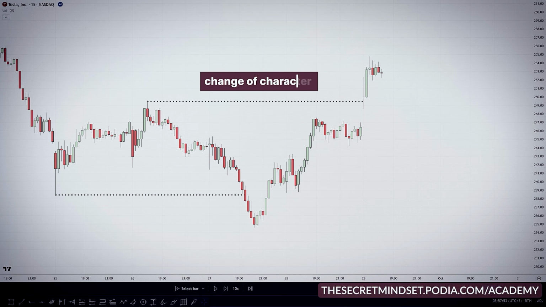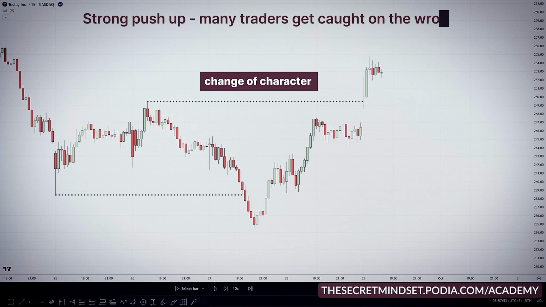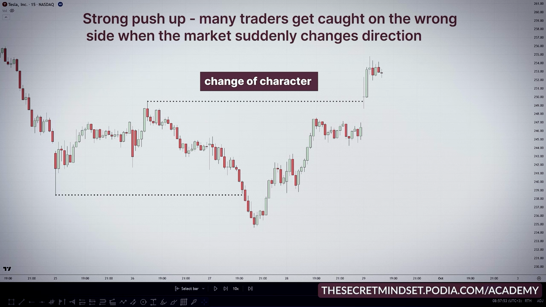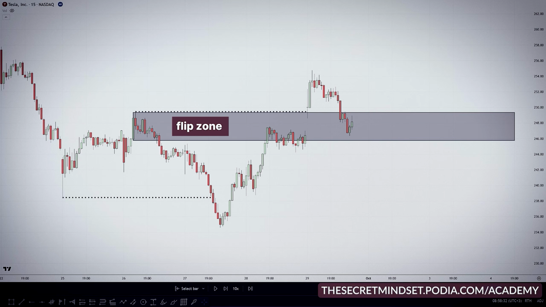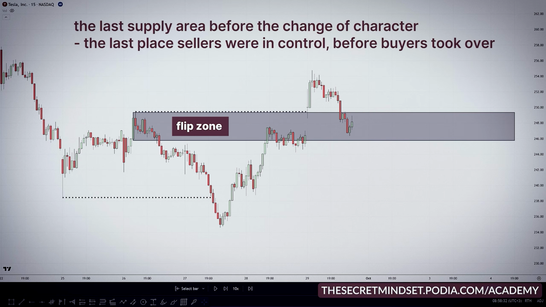Next, we look for a change of character. This is when the market really starts to show its hand. Again, you need to understand the psychology behind this setup. Many traders get caught on the wrong side when the market suddenly changes direction. The third step is key. We mark the last supply area before the change of character. This area is special because it's the last place sellers were in control before buyers took over.